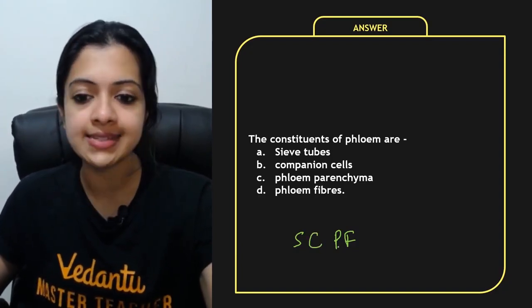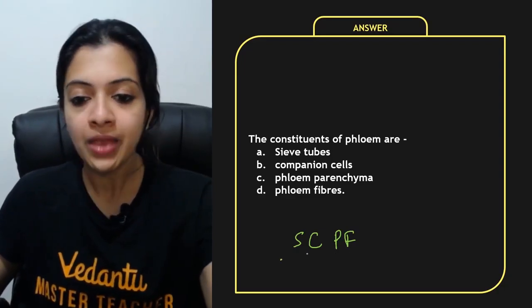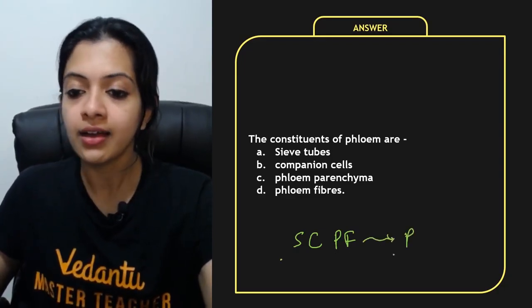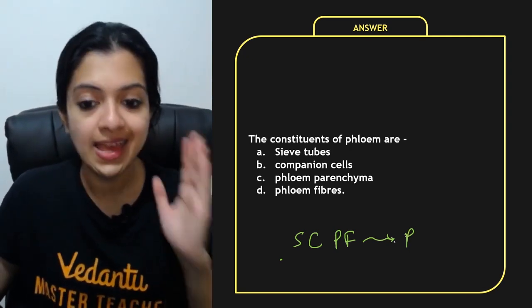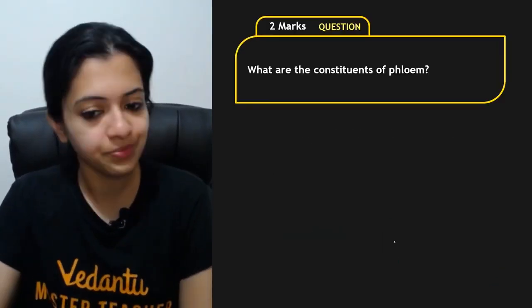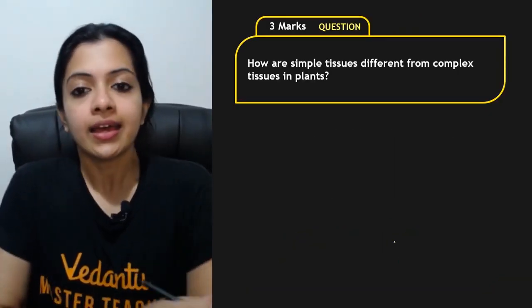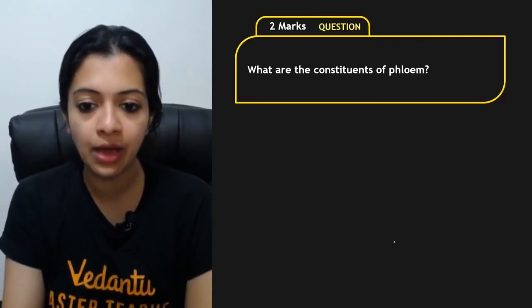Sieve tubes, companion cells, phloem parenchyma and phloem fibers. Remember, this is also another area where you can create a mnemonic of your choice, SCPF. And this is going to be TVPF. Okay, right. Now, children, before we go on, let me give you that as homework.